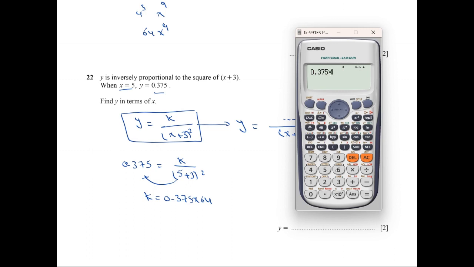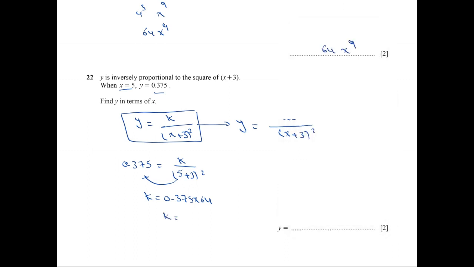0.375 times 64 is equal to 24. So K is equal to 24. Now we have a rule: y equals 24 over (x plus 3) to the power 2. And this is the final answer, because he needs the relation between x and y, which is 24 over (x plus 3) to the power 2. Next question.